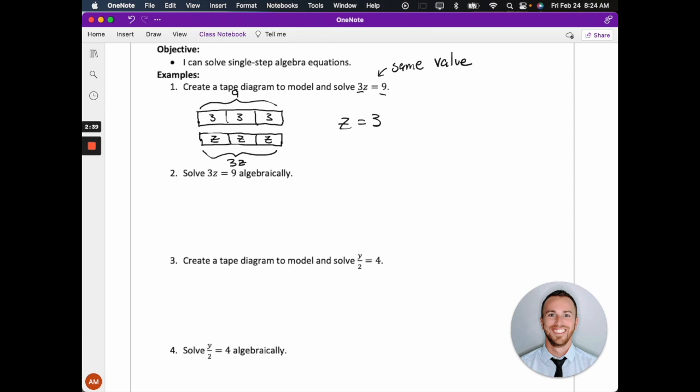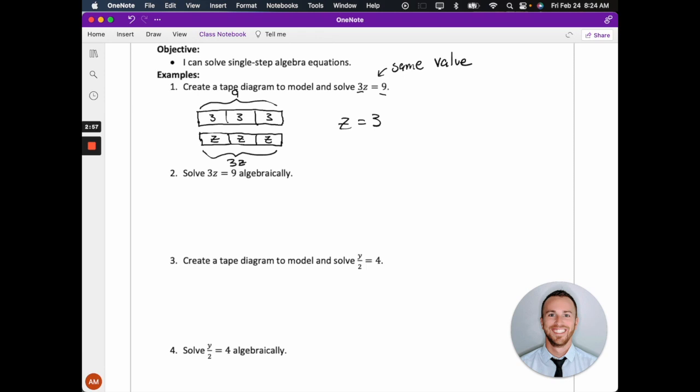Now, with this one, you're probably looking at it and going, well, obviously z is 3. We can see that from the problem. It's 3 times z is 9, so z has to be 3. That's fine, but I want you to see conceptually how we can look at this. All right, let's take a look at number 2.